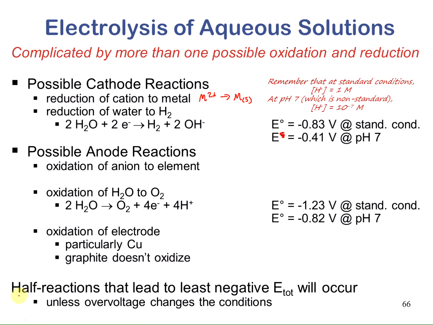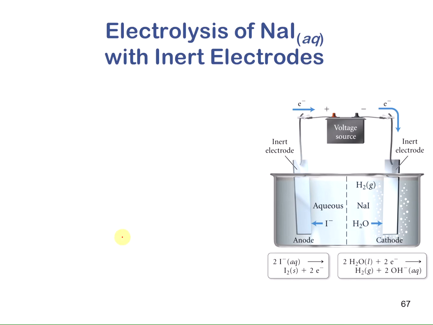Half reactions that lead to the least negative E total will occur unless overvoltages change the conditions. So the least negative E total, we're looking for the more positive value. So electrolysis, here we have electrolysis of sodium iodide with inert electrodes. So they're already telling me that I don't have to worry about the electrodes undergoing oxidation or reduction or anything like that.